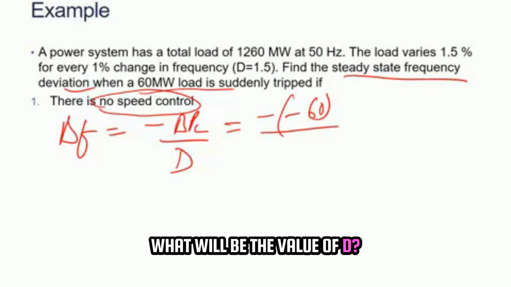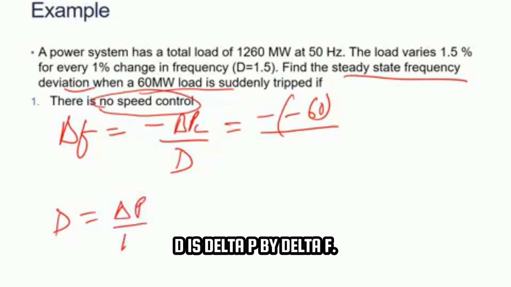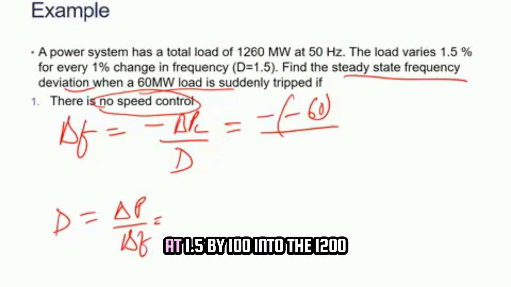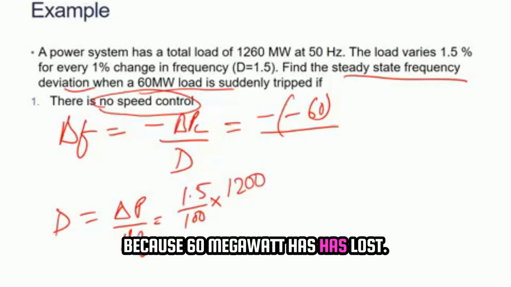What will be the value of D? Now let us calculate the value of D. D is delta P by delta F, the same way. Delta P is the change in the load, 1.5 by 100 into the 1200, because 60 megawatt has been lost.